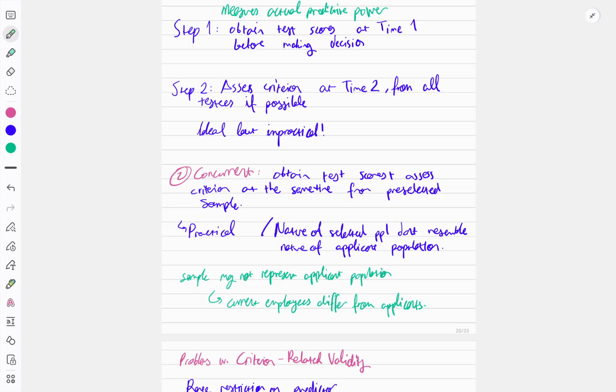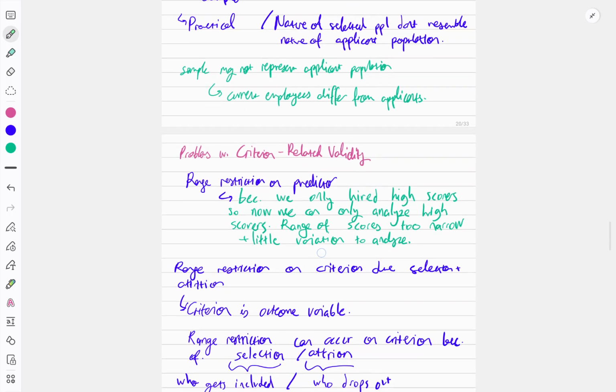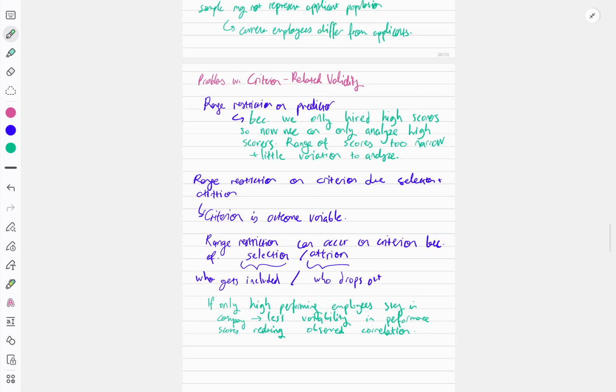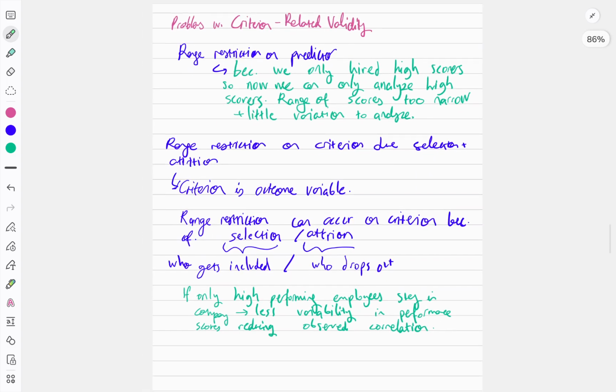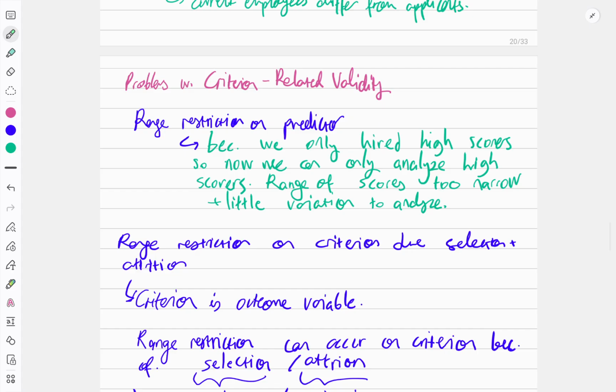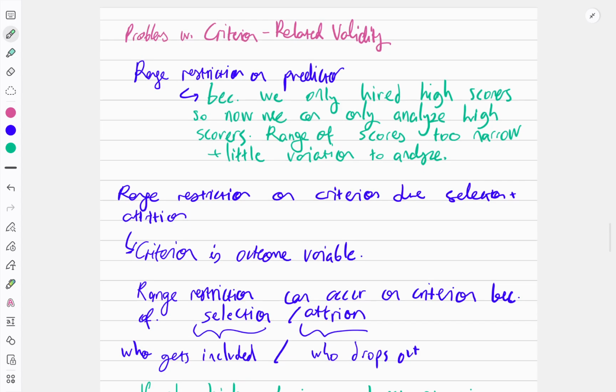So that is one issue about both of these tests, but especially in the concurrent strategy. So, problems with criterion related validity, because there are quite a few problems. First off, I have mentioned this just now, the range restriction on predictor. Because we only hired high scorers, now we can only analyze the high scorers, but the range of scores is too narrow and there is little variation to analyze.